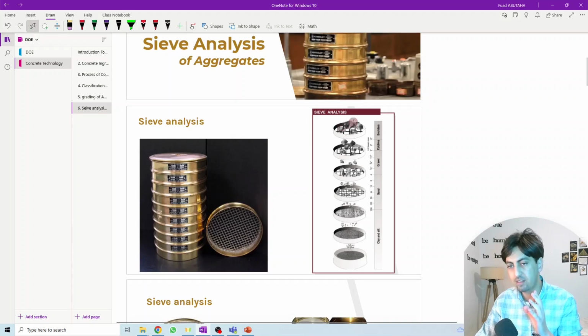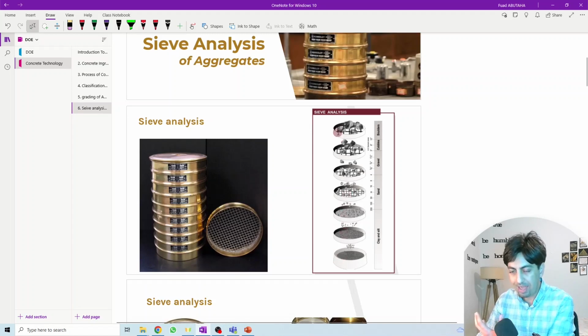Then we add the sample here and we start to shake, and some of the aggregate will pass through the sieve, while the particles larger than the sieve size will be retained on the top. The same happens for the next one: the bigger particle size will be retained at the top, and the smaller will pass through the sieve. Then it goes to the following sieve that has a smaller size, and some particles pass this sieve and some are retained on the top. The same goes for this one and this one and this one.